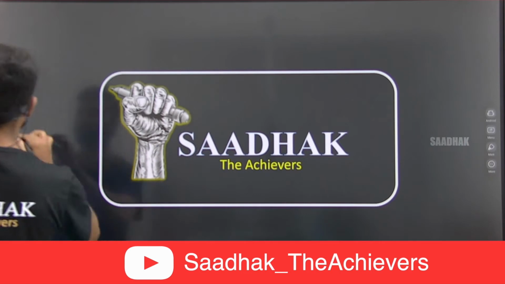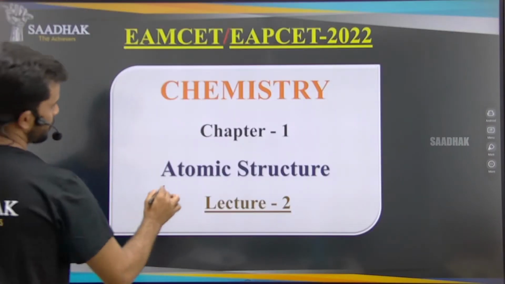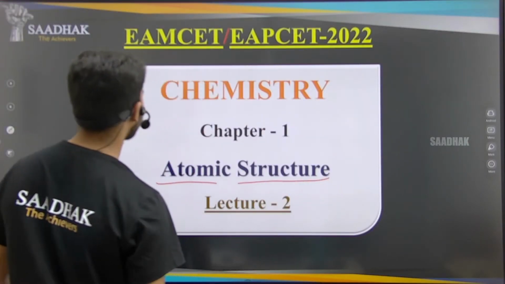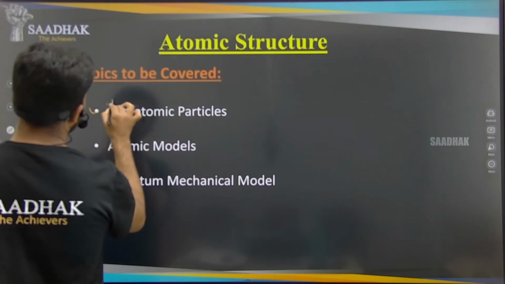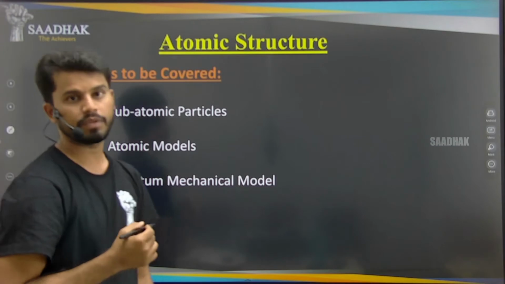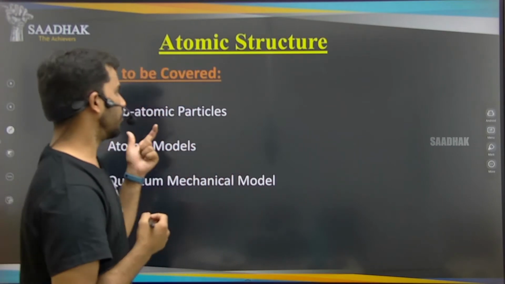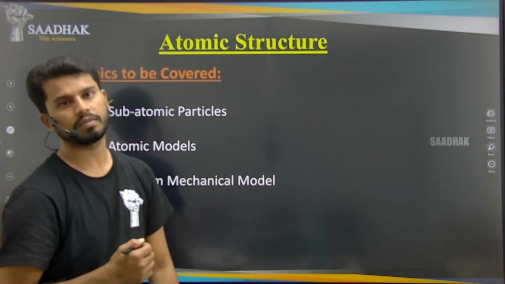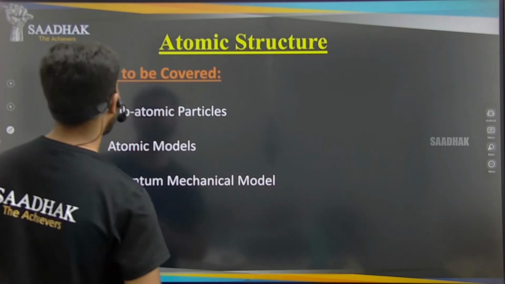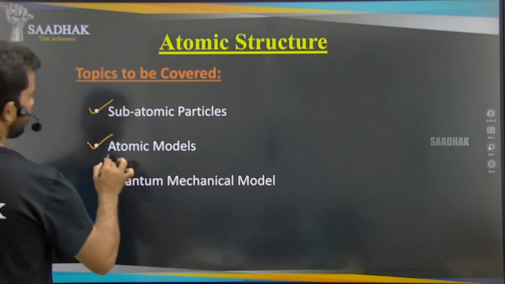So all of you, today we'll be continuing our first chapter of chemistry, that is atomic structure, right? In the previous lecture, we discussed the subatomic particles, where we discussed what an atom is, what the subatomic particles are and how we discovered them, and even the properties of the subatomic particles were discovered. So in today's lecture, we'll start with these atomic models.